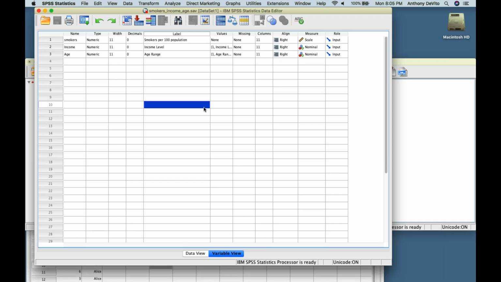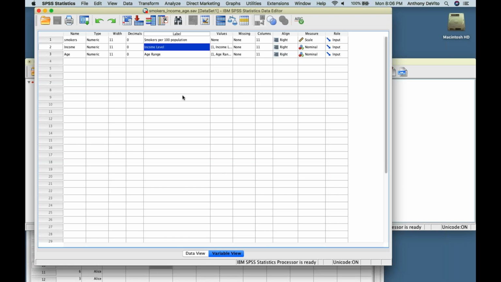Okay, I'm going to give you guys an opportunity to evaluate that. Let's use income level for this particular problem. There are 5 groups. Let's look at the average number of smokers per 100 population for 5 different income levels. Compare that. What would our null hypothesis be?